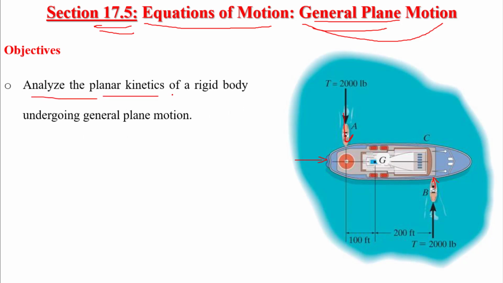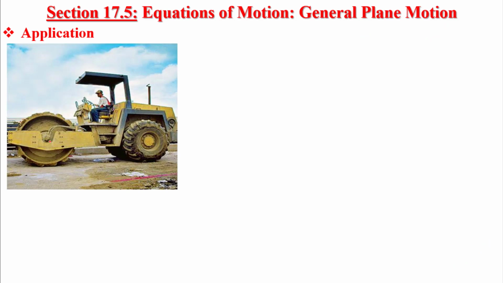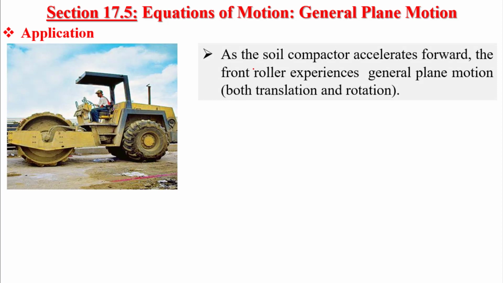So the objective is to analyze the planar kinetics of a rigid body undergoing general plane motion. Here, this is a very good example: this heavy equipment, a soil compactor. If we take this one as an example and we need to draw the free body diagram and kinetic diagram, what do you think we have? Here we have this fixed point, so we have a reaction on it, and we have weight, we have a friction. If this one moves in this direction, we have friction in the other direction, and we have normal force.